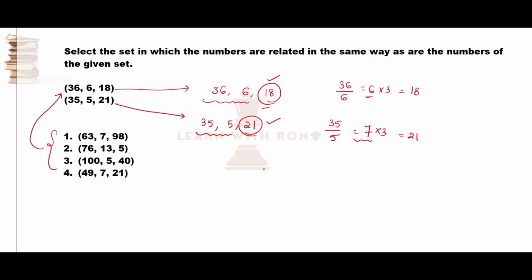So, what is the pattern here? First we have done first number divided by second number. For this result, we have multiplied 3, then we got third number of that set. Okay, let's verify the options here.